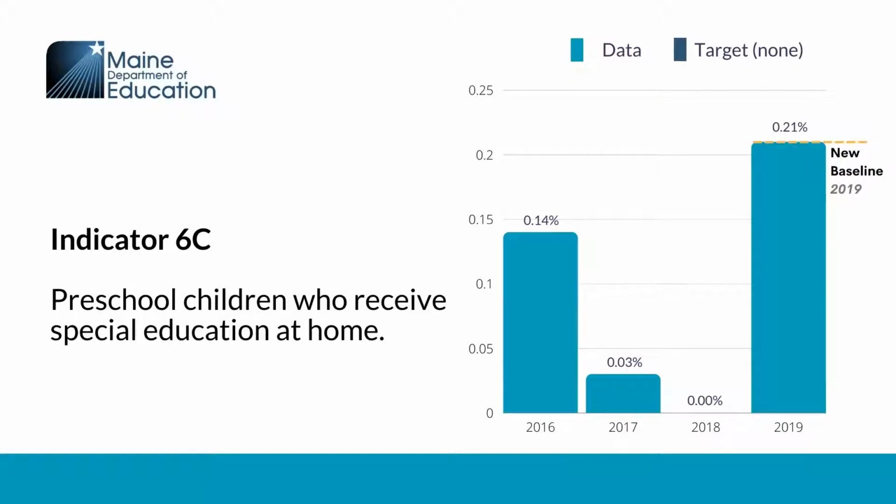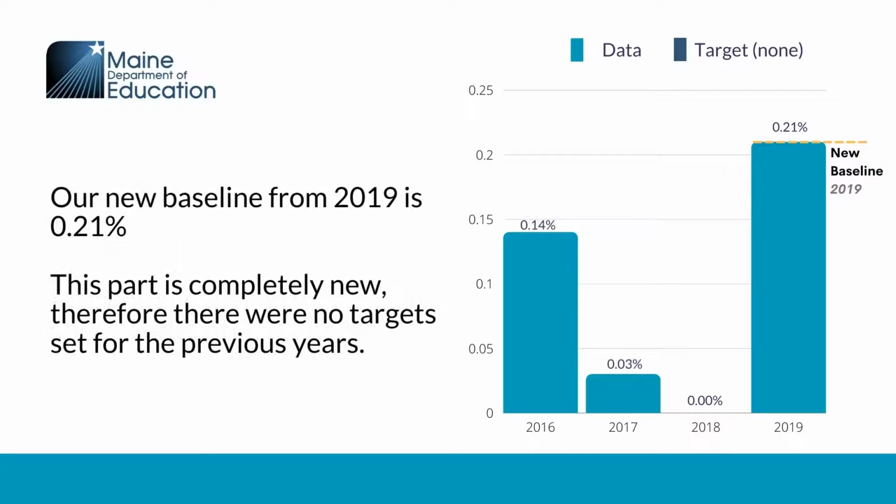6C is the percent of preschool children who receive their special education in the home. Like the previous 2 parts of this indicator, last year's percentage of 0.21% is considered the new baseline. This part is completely new, and therefore, there were no previous year targets set. We did calculate and are showing you the percentages of home services from those previous years for your reference.